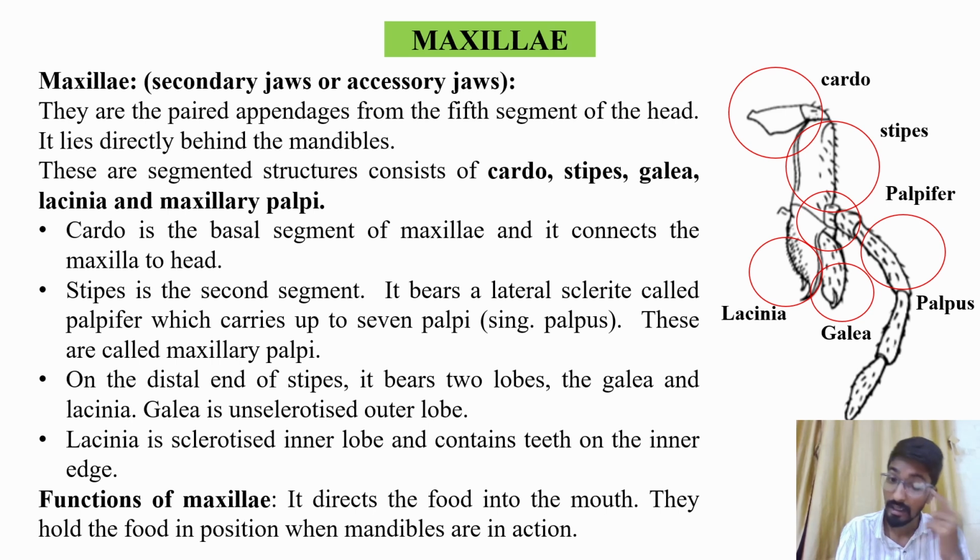It bears a lateral sclerite called palpifer, which carries palpi, up to 7 in number. These are called maxillary palpi. At the distal end of the stipes there are two lobes: the outer lobe, which is the galea, and the inner lobe, which is the lacinia. The galea is unsclerotized and doesn't possess any teeth, but the lacinia, the inner lobe, possesses teeth for grinding of the food.